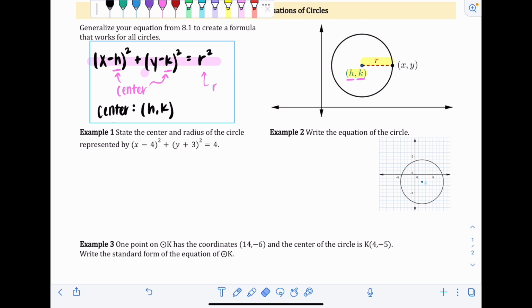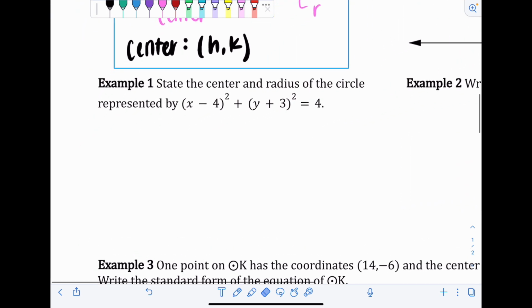Okay, so for example 1, state the center and the radius of the circle represented by (x − 4)² + (y + 3)² = 4. So I'm going to rewrite the formula right beneath this, and then we're going to restructure the equation we're given so that it looks identical to the formula, just with our actual h, k, and r values in there. Underneath the equation, I'll leave a space and rewrite the formula down here.